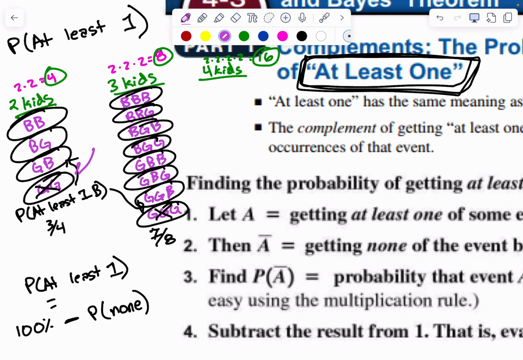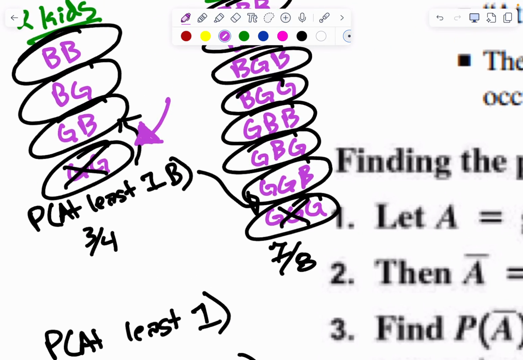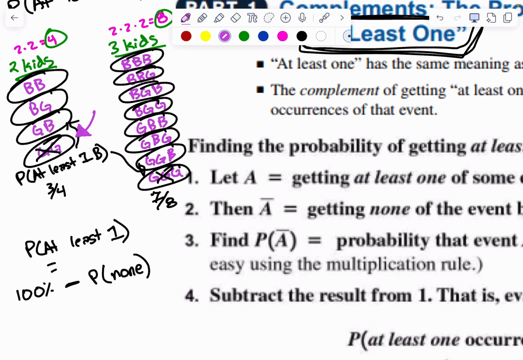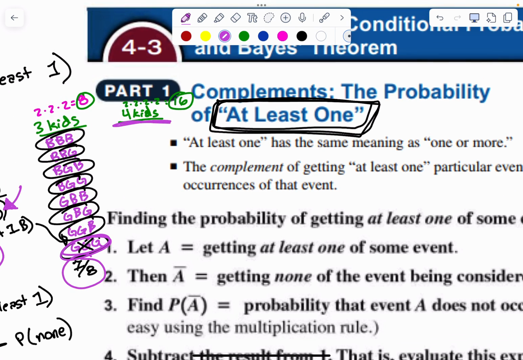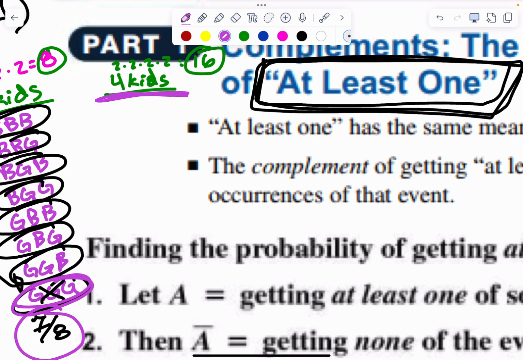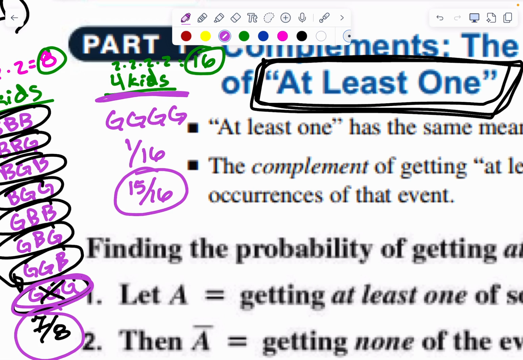The probability of me getting no boys was 1 out of 4 here, and 100% minus 1 out of 4 is 3/4. You see that? There is only 1 combination in this list that will not give me at least 1 boy. 1/8. If I take that and subtract that from 100%, that would be 7/8. There is only 1 combination out of 4 kids that will not give me at least 1 boy. What is that combination? Girl girl girl girl. And that is 1 out of 16 combinations. So how many will give me at least 1 boy? 15 out of 16 combinations. Does that make sense?